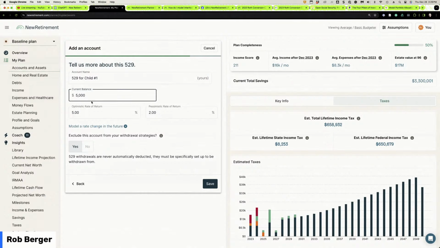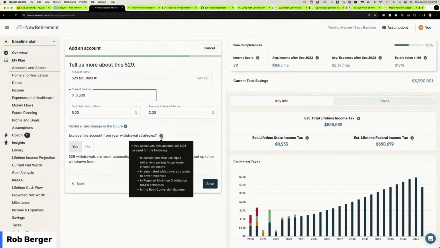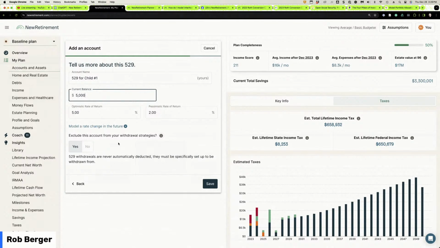The balance is whatever you put in, your optimistic and pessimistic rate of return. These, as a 529, if you look over here, if you select yes, this account will not be used for the following, blah, blah, blah. But if you then look here, it says 529 withdrawals are never automatically deducted. They must be specifically set up to be withdrawn from.